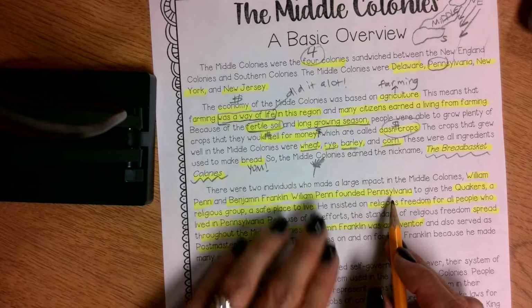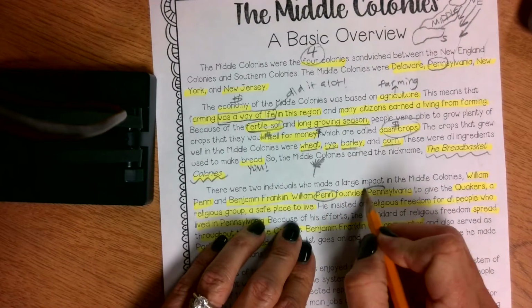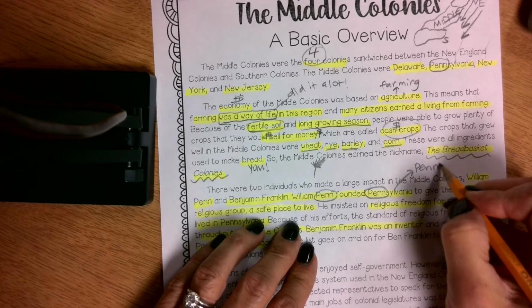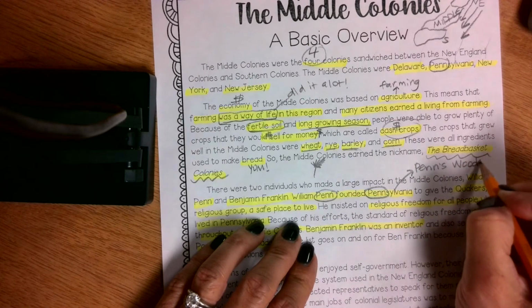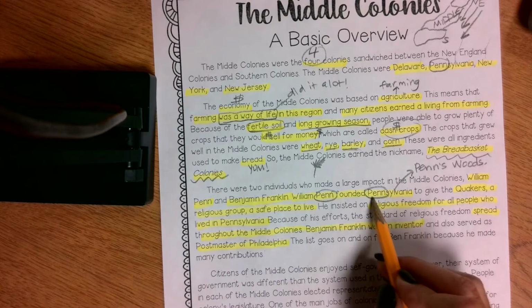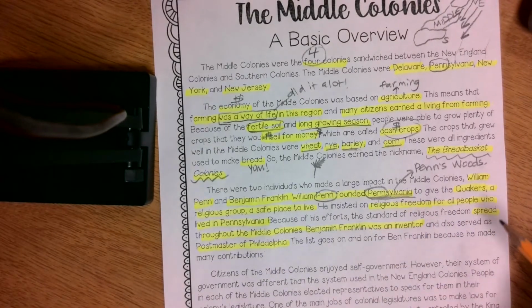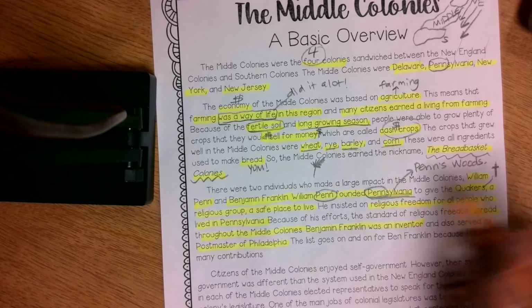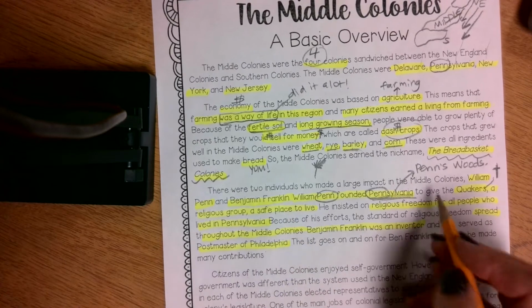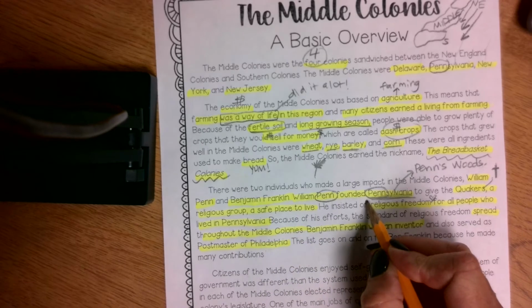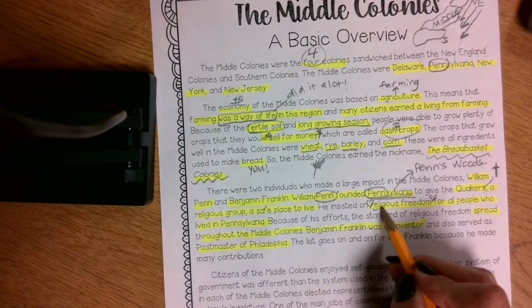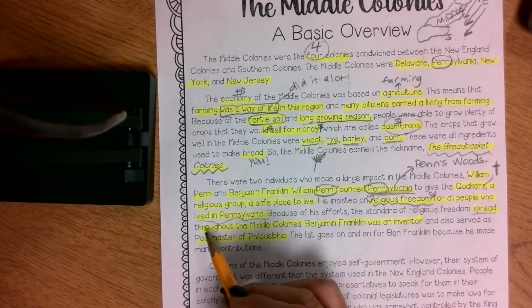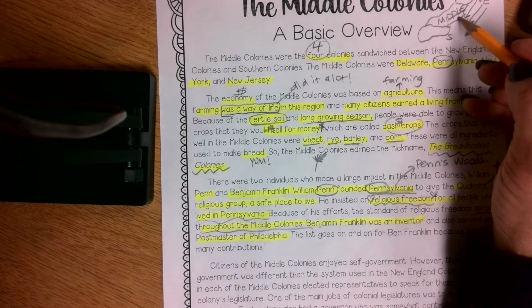So William Penn founded Pennsylvania. Pennsylvania actually means Penn's Woods. That's what Pennsylvania means. And he wanted to give Quakers who wanted to practice their faith a safe place to live. He insisted on religious freedom. You guys, that's such a wonderful thing for all people who lived in Pennsylvania, and that thought soon spread throughout the rest of the Middle Colonies.